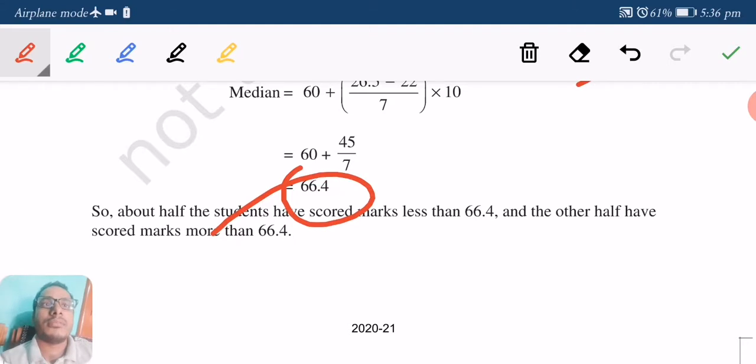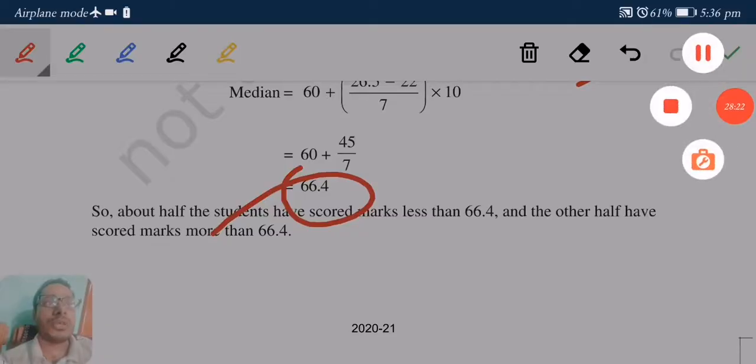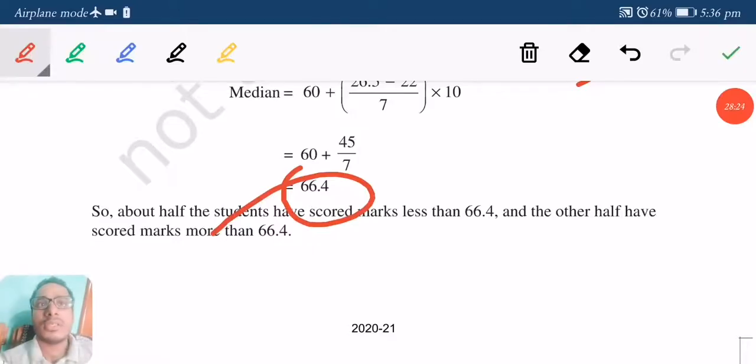Median value means about half the students have scored marks less than 66.4 and the other half have scored more than 66.4. That is based on the less than graphs or the more than graphs. If you draw the graphs, you'll get to understand. We'll be discussing the graphs in our next class, how to construct and draw the graphs on the basis of given data.